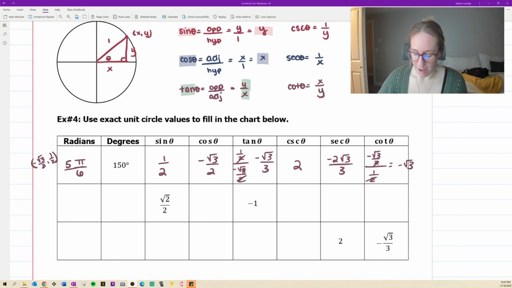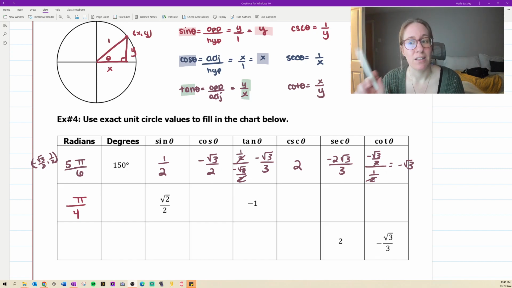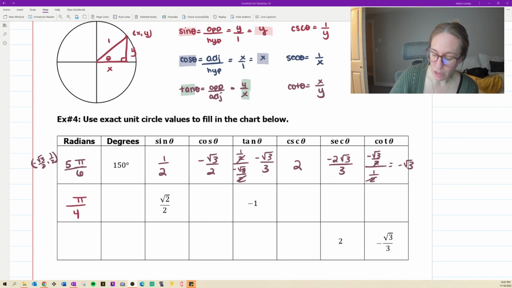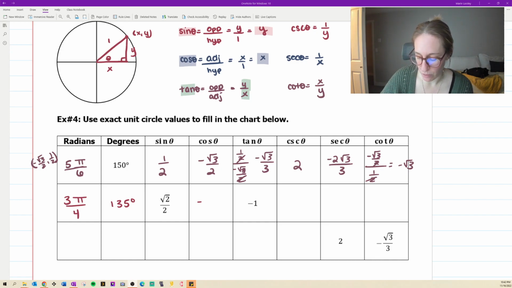All right, next up, all they gave me was a sine value of root 2 over 2. So I know that I'm at some type of 45-degree angle. So I know that it's something pi over 4. They then told me that my tangent is negative 1. All right, so sine is positive, tangent is negative. These two things can only happen in quadrant 2. So I know I'm in quadrant 2, which means that this pi over 4 is 3 pi over 4. My degree is 135. And my cosine is negative root 2 over 2, right? So my coordinate is negative x, positive y.